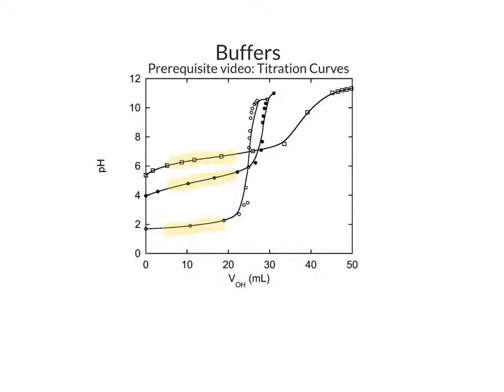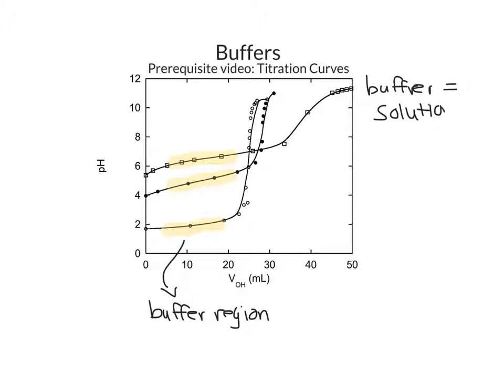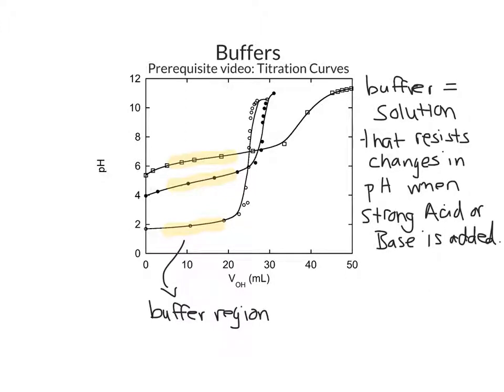This behavior is called buffering. And this region is called the buffer region. A buffer is simply a solution that resists changes in pH when we add strong acid or strong base. Let's take a moment to see if we can figure out how this works.